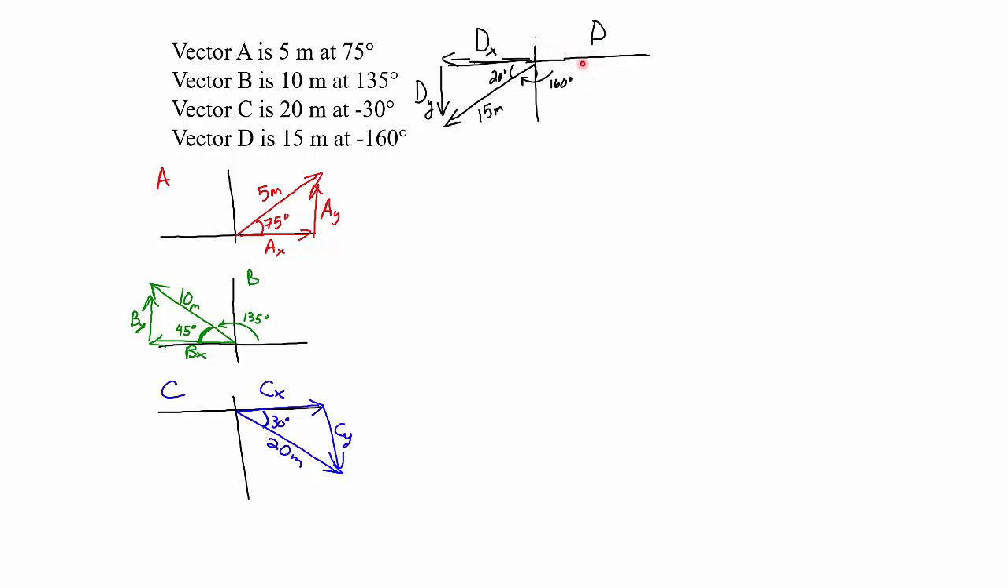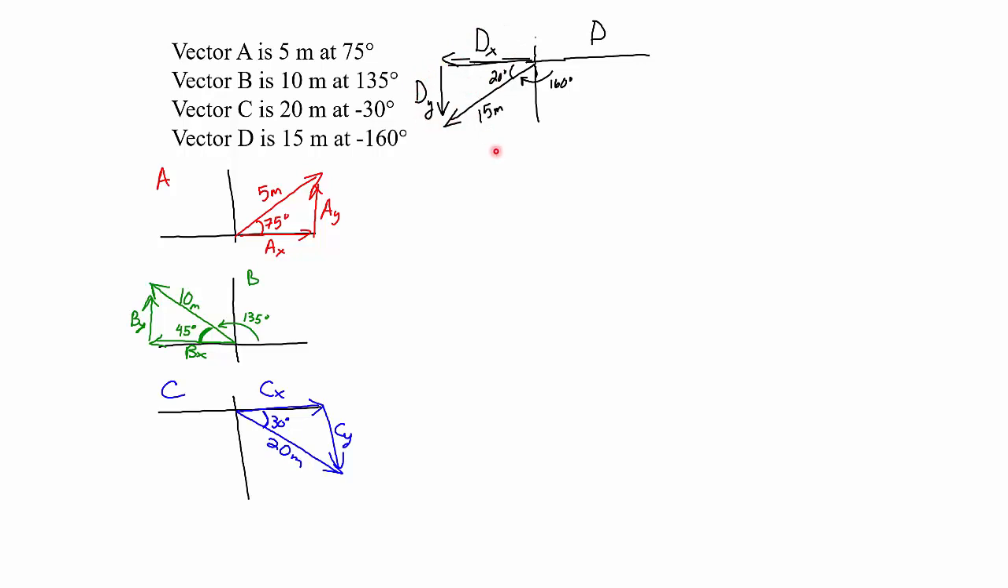And finally, vector D is negative 160 degrees. So that's past the negative y-axis, which would be negative 90 degrees. And so it's a little bit farther. It's down into this third quadrant. So 160 degrees means that I'm 20 degrees from this negative x-axis. So this vector in the third quadrant is pointing down to the left. So I have an x component to the left and a y component that's down.